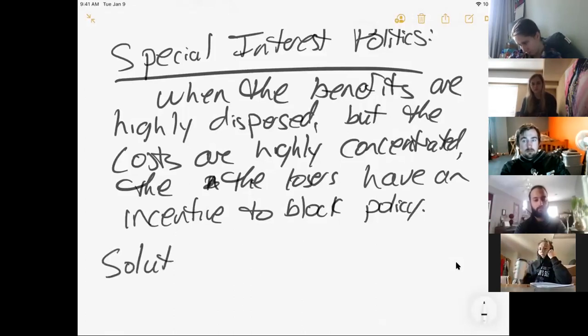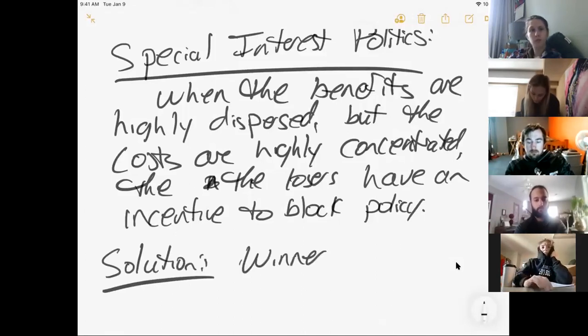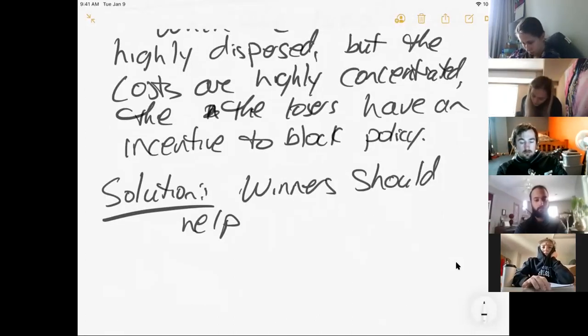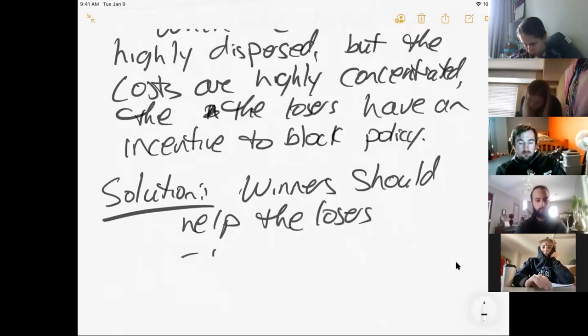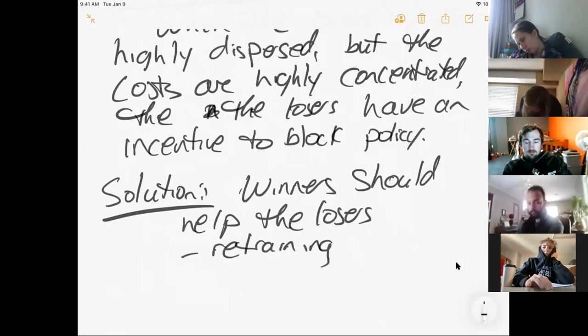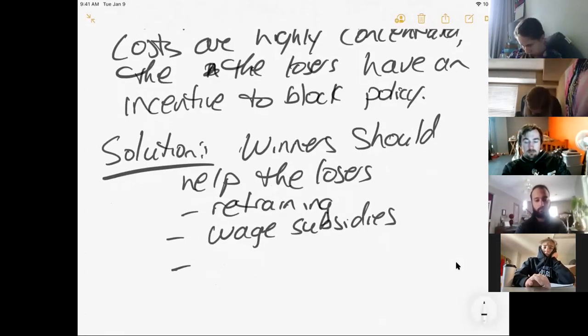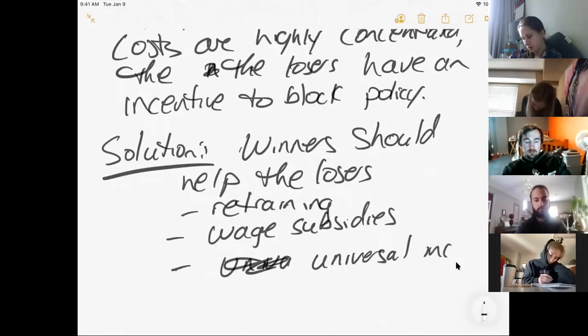Economists argue that the solution is that we need to think about more policies in which the winners help the losers through things like job retraining or things like wage subsidies or, many of you might be familiar with this idea of a universal income, where the government basically guarantees everybody an income every month to cushion the blow of job losses associated with things like globalization.